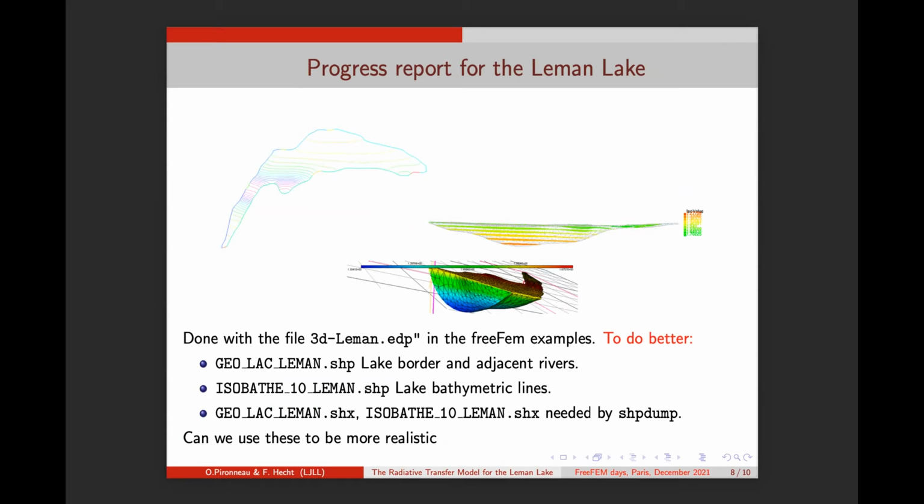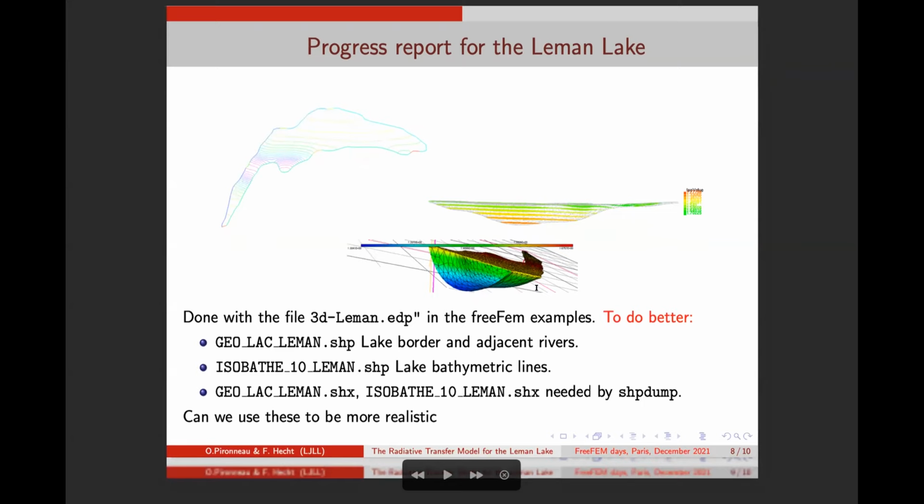So this is the first computation from the Lac Leman. So you see the temperature here. So again, we put a small wind on the surface, but we have currents because the Rhone River enters here and gets out there. And it's kind of funny to see that the hottest part of the Lac Leman is in this region. So this is a distribution with respect to depth. And this is a fancy display with emedit.